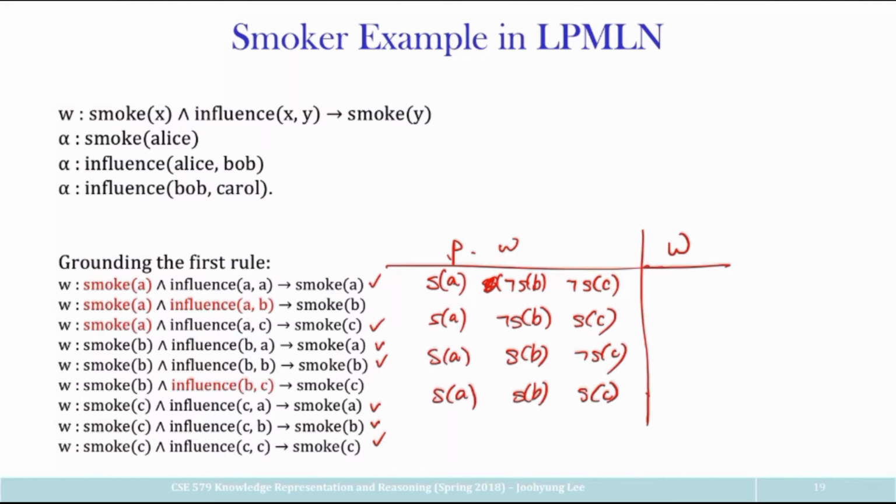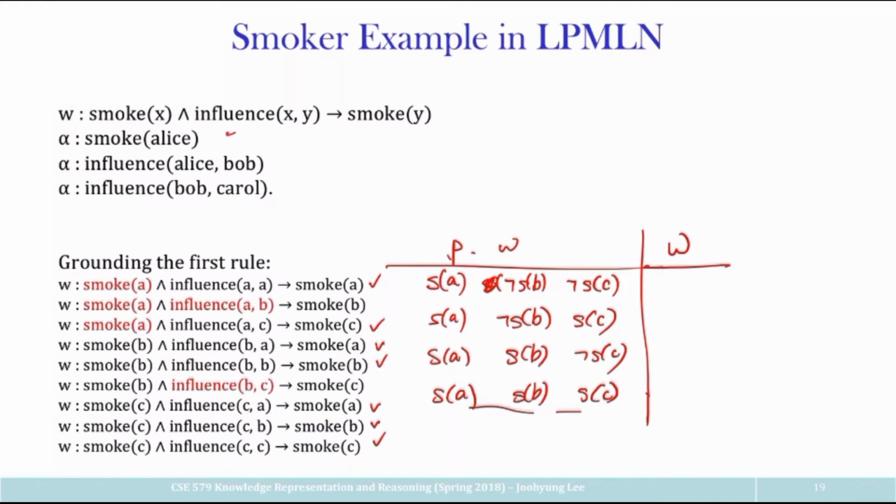So what do we do in LPMLN? If you apply the last interpretation, we have to find all rules that are satisfied. Actually, all rules are satisfied. Now, we have to check whether this one is a stable model of this subprogram, which is the whole set of rules. So, is this one a stable model of the subset? Yes, it is, because we know smoke A is true.